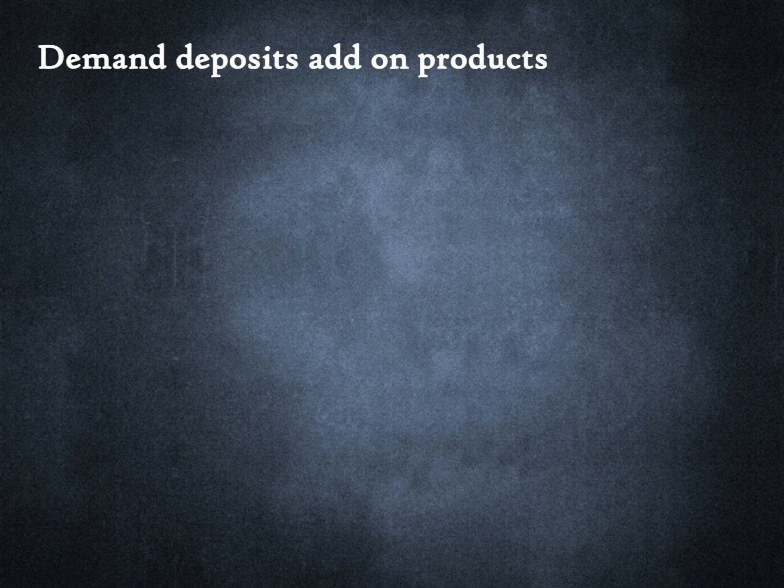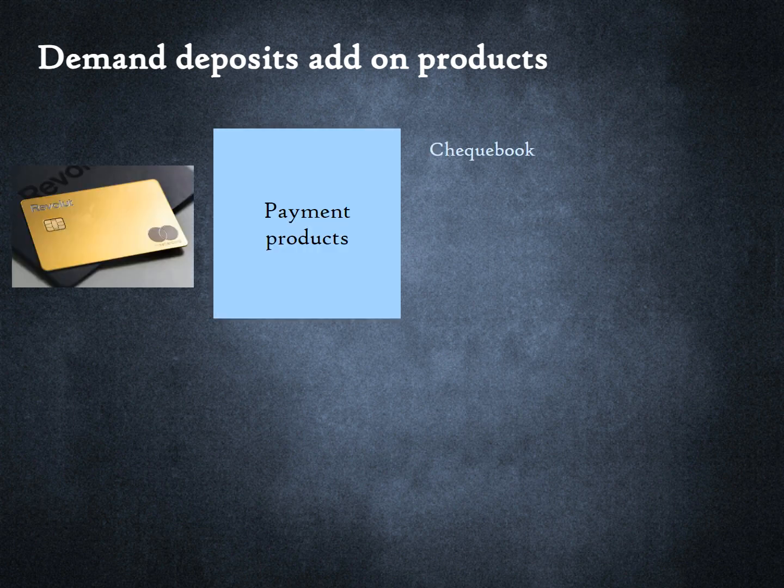Demand deposits can have multiple add-on products associated with them. At the basic level, given the transactional nature of these accounts, payment products like checkbooks, debit cards, and ATM cards are associated with them. Banks also allow bills of third-party service providers like cell phone carriers and utility companies to be paid either on a one-off or direct debit basis. We will learn more about payments in a separate lesson.